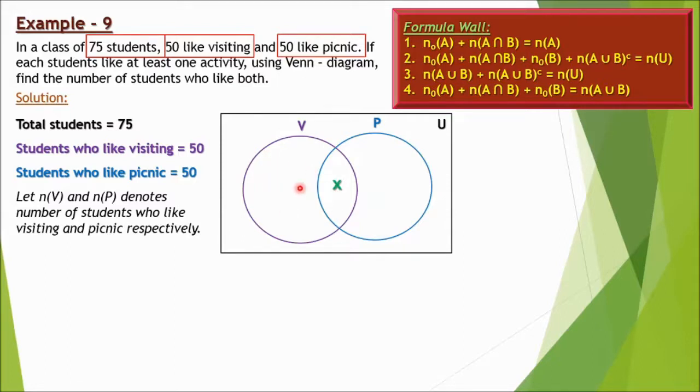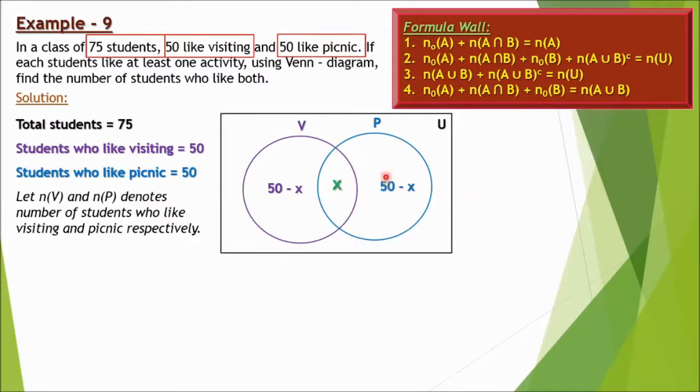Here it's V. This region is only V, that means the number of students who like only visiting, they don't have any interest in picnic. So here we have to write 50 minus x. We have to remove the common students, we have to subtract the common students from the number of students who like visiting, so it must be 50 minus x. Now this x is the number of students who like both picnic and visiting.